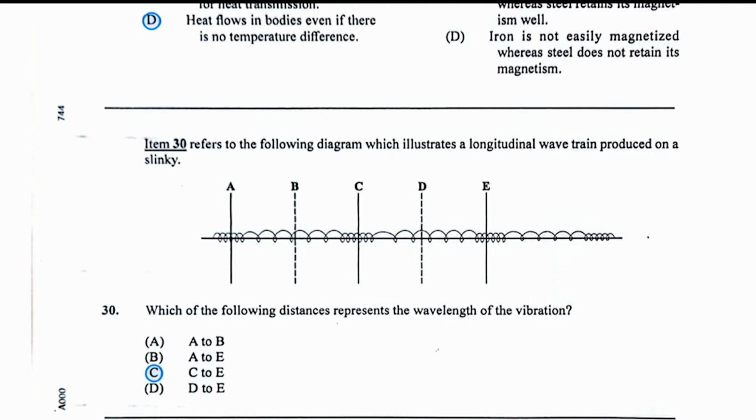A rarefaction is when the slinky is going to expand out, and a compression is when the slinky compresses inwards. So wavelength could be figured out by the distance between two successive rarefactions or two successive compressions. So an example of an answer would be from A to C, or I could say B to D, or I could say C to E. You get the idea. And so C to E is the answer, so 30C.